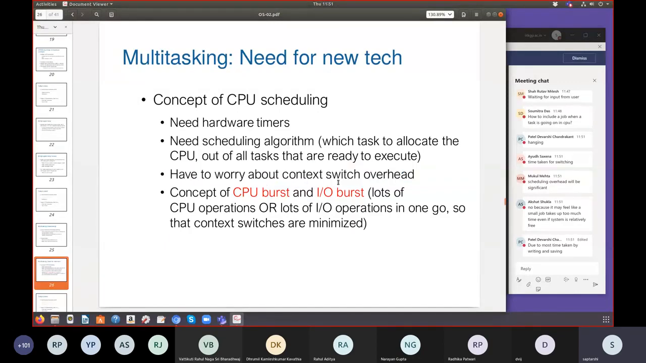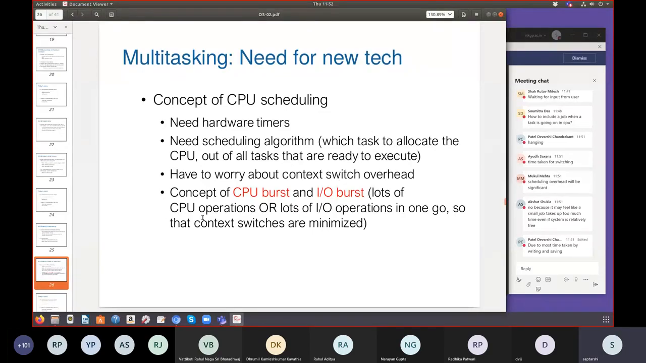Every time the scheduler runs, there has been a context switch. Every time the scheduler is running, it has to check which processes are ready, and out of those it assigns one job the CPU.